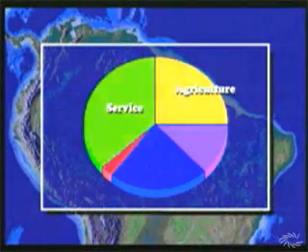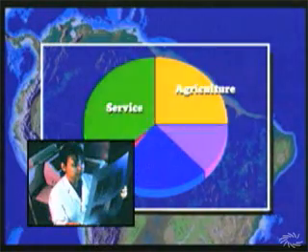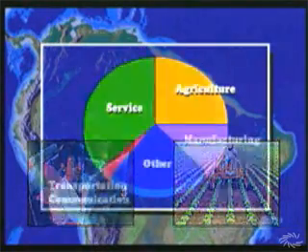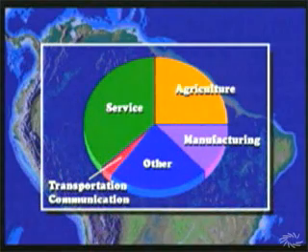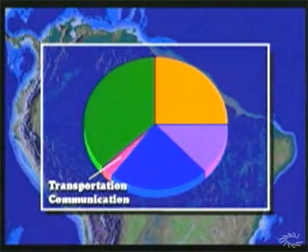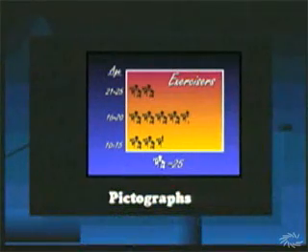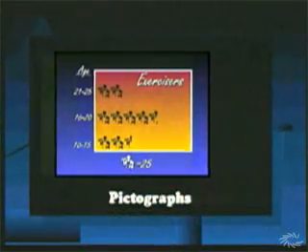Well over half of all Brazilian workers earn their livings in service jobs or in agriculture. Which occupational area has the smallest number of workers in Brazil? Obviously, transportation and communication. Pictographs are the last kind of visual device we'll discuss.